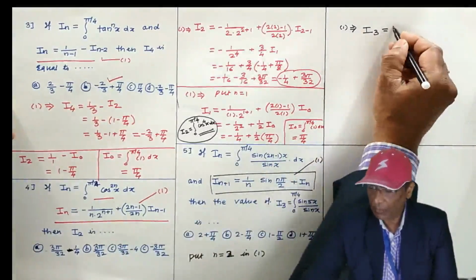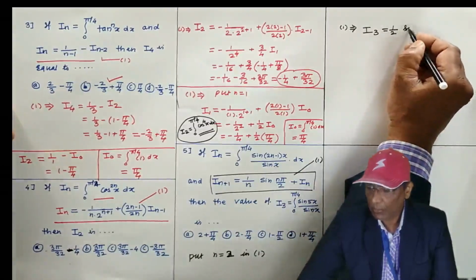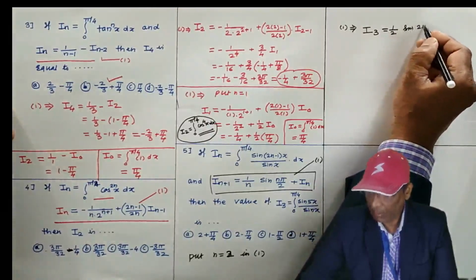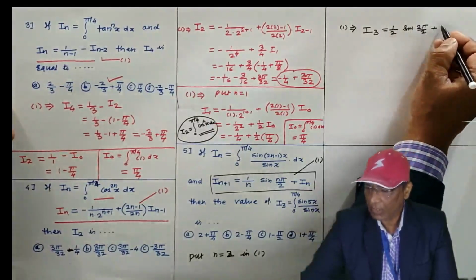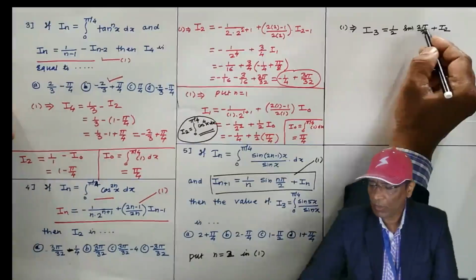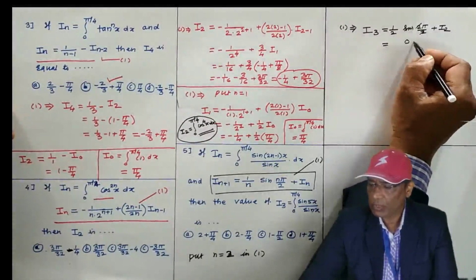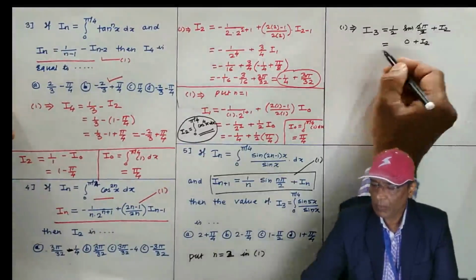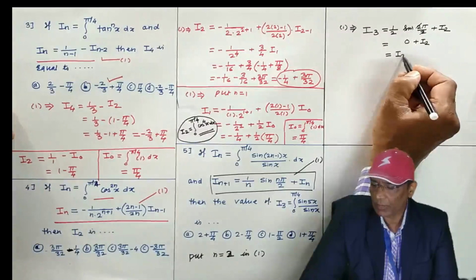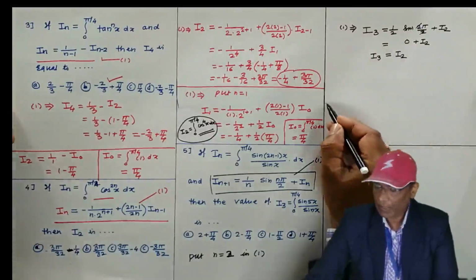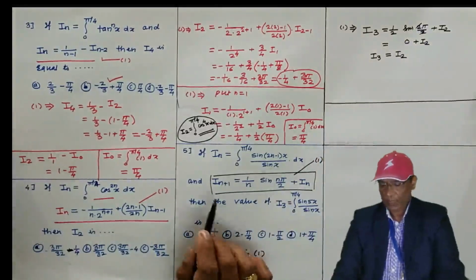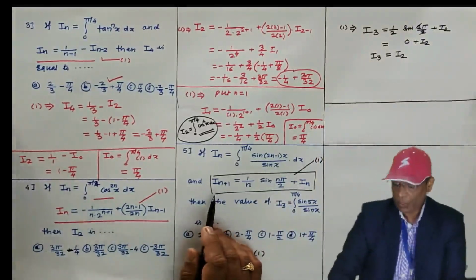I3 equals, I am putting n equal to 2 in pi by 2 plus I2. Now, this 2 gets cancelled, sine pi is 0, 0 plus I2. This value of I3 is I2 here. Now find value of I2 separately. I2, how to get?